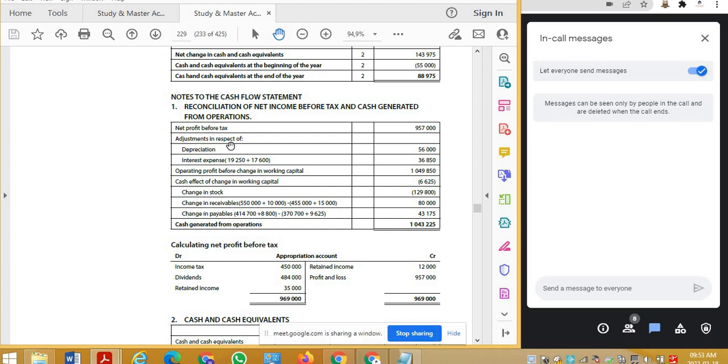So keep that in mind, guys. There will always be depreciation and you will always have to add it back. This is a staple of cash flow statements. Okay, does that make sense? I hope that does.